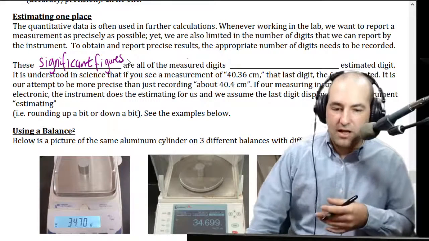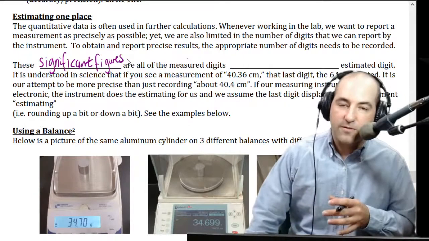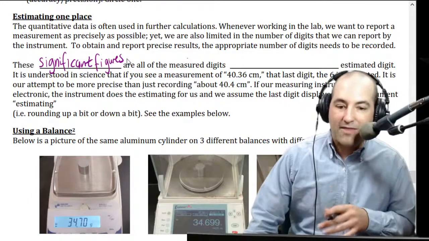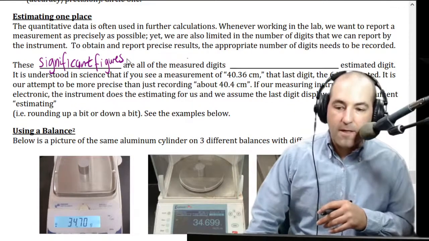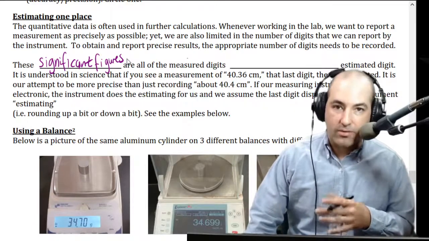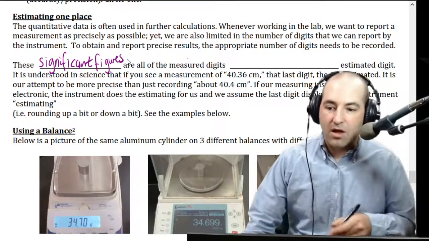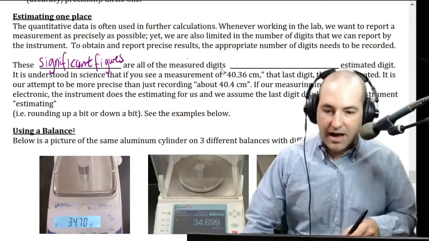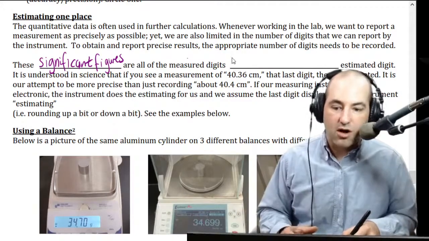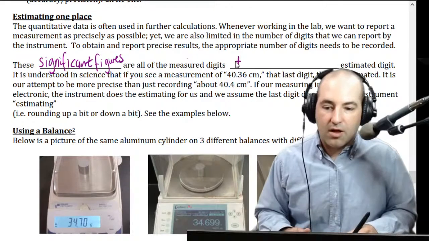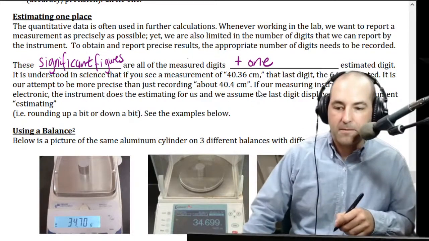If you've taken a science class before or a lab or something, you might have heard that term significant figures. Often it's focused more on the math that you do, like how you round after you do calculations. But where this really comes from is how precise of a measurement can you actually take? And this is limited by your equipment. So significant figures are defined as all of the measured digits, so the digits that you can be sure of based on your tool, plus one estimated digit.